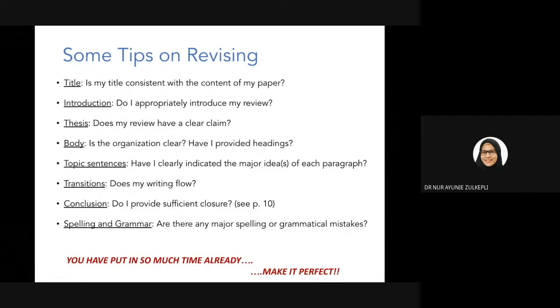Okay, and do you provide a sufficient conclusion in your literature review? So you should check. And also, I think the most important thing is the spelling and grammar, because especially for undergraduate students, they have weakness and limitation in terms of producing very good English scientific sentences, for example. So you should check your spelling and grammar, make sure it is in correct order.